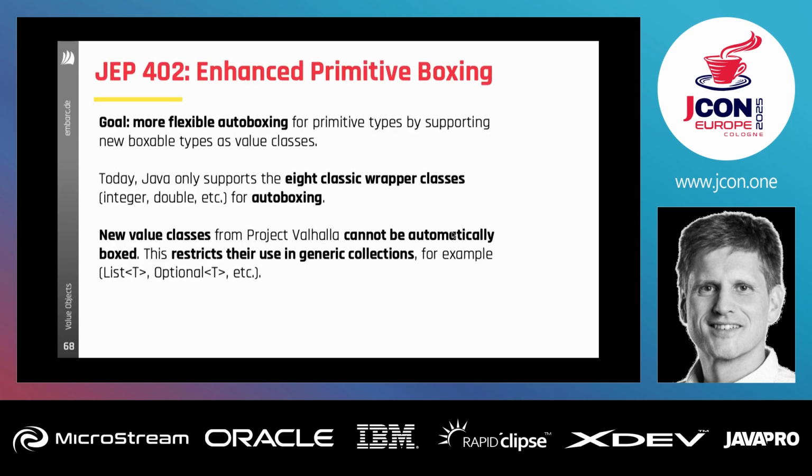Yeah, so autoboxing is already there. If we have an int primitive value and we need an Integer wrapper object reference, there will be autoboxing, so it will be transferred between primitive and object types. We only have these 8 classic wrapper classes: Integer, Double, Short, Boolean, and so on, and we want to have some more possibilities to define our own data types, which can also be auto-boxed, for example.